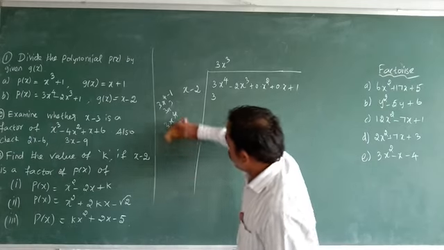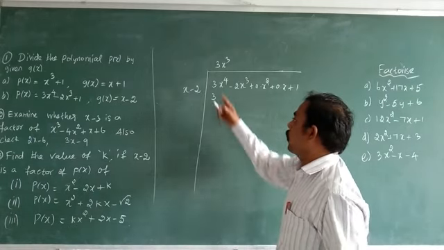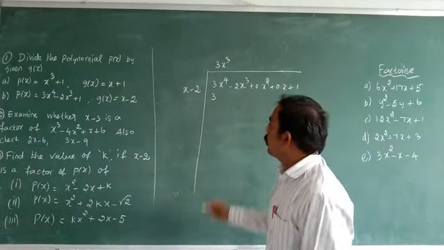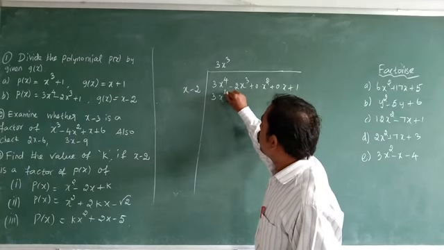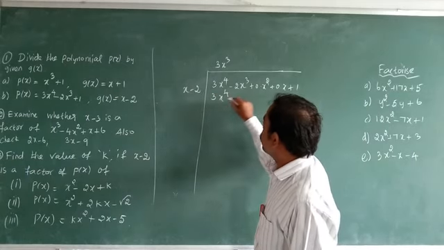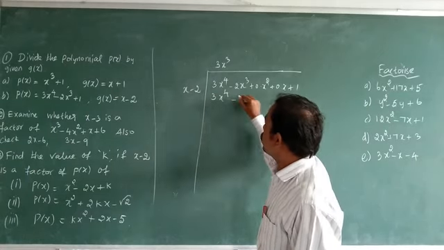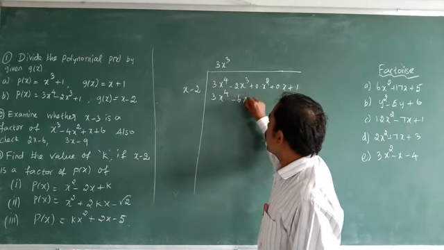As per your coefficient, you need to introduce one number. So now 3x power 4, 3 into 2, that is minus 2 into 3, minus 6, x power 3.